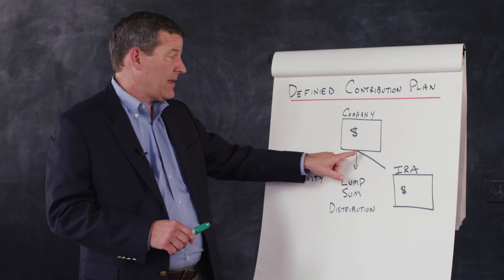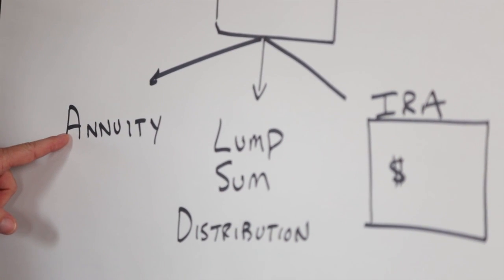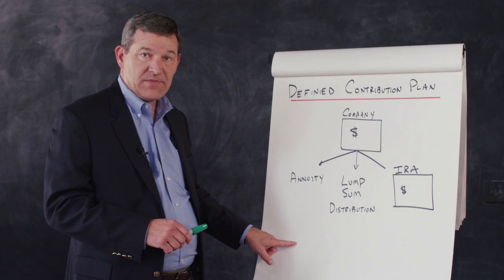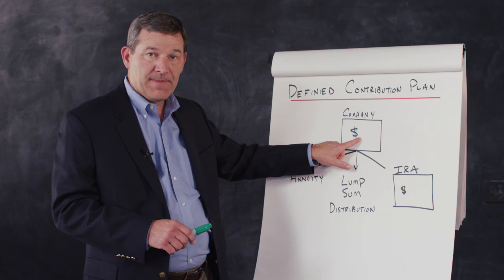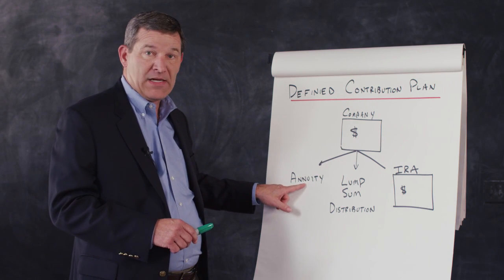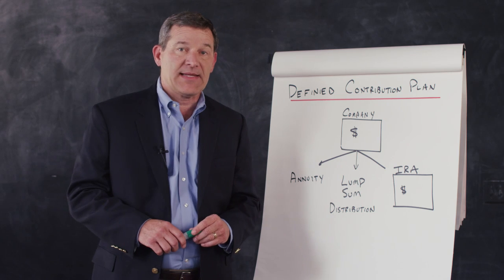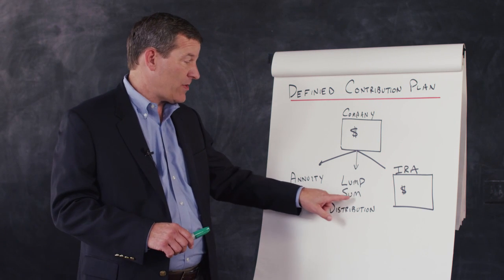At most companies, they will allow you to create an annuity, which is a pension, just like before. So you can take this chunk of money and they'll go out and buy an annuity product that gives you that same $3,000 a month, let's say. Or you can do a lump sum distribution.